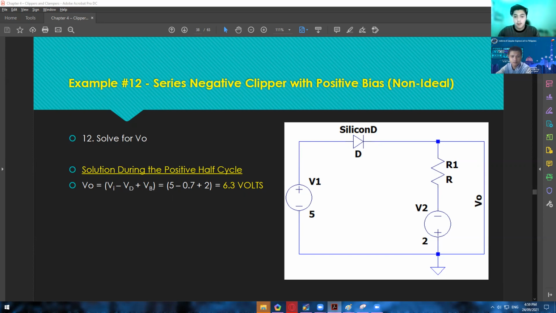Okay. All right, that's okay, Mr. Jim Lexus. All right, so are we clear so far regarding with this 6.3 volts? I think parang pangatlong example na natin to na 6.3 volts yung result. So I think there is no problem regarding with this one.